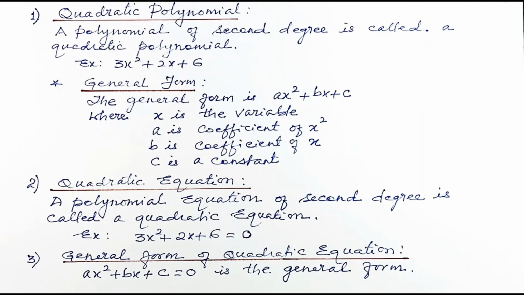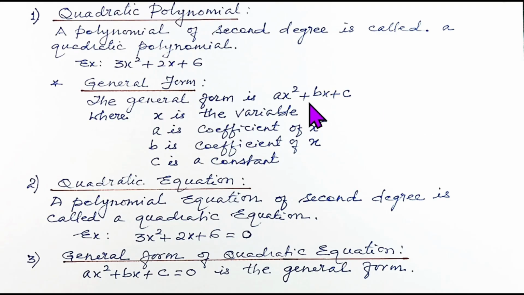In this learning session, we'll learn about quadratic equation and different aspects of quadratic equation. Before we proceed with quadratic equation, let us understand what a quadratic polynomial is. A polynomial of second degree is called a quadratic polynomial. For example, 3x square plus 2x plus 6 is a quadratic polynomial because it is a second degree polynomial.